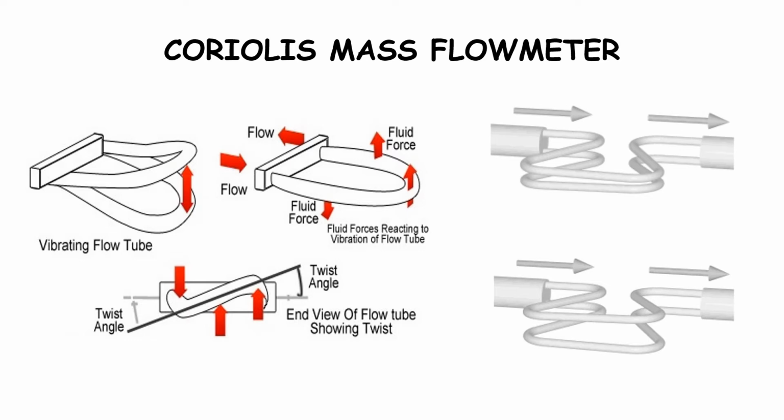This action causes the tube to twist. When the tube is moving downward during the second half of the vibration cycle, it twists in the opposite direction. This twist results in the phase difference, or you can also say a time lag. The major advantage of the Coriolis flow meter is that it measures the mass flow rate directly, which eliminates the need to compensate for changing temperature, viscosity, and pressure conditions.